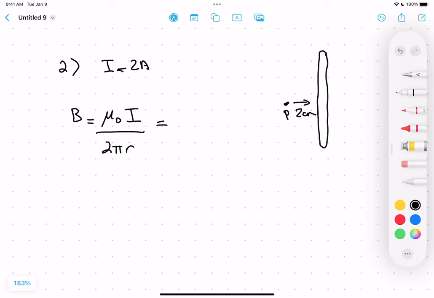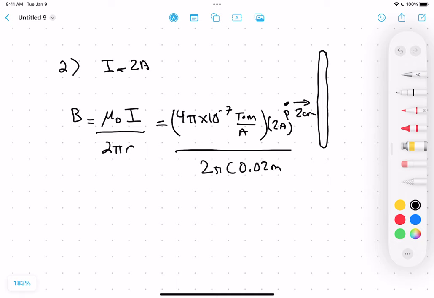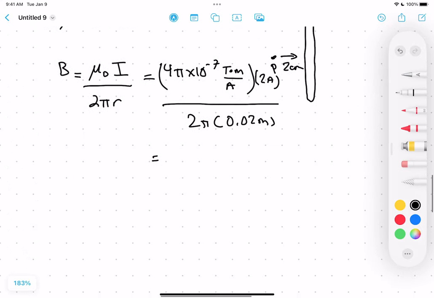With our constant, it's 4 pi times 10 to the negative 7, Tesla meters per amp. And it should all make sense, because all the units should cancel out. Then you have your current, which is 2 amps, divided by 2 pi times 0.02 meters, because that point P is 2 centimeters away, which is 0.02 meters. If you check that, it should be 2 times 10 to the negative 5 Teslas. So that gives us our magnetic field at that point.